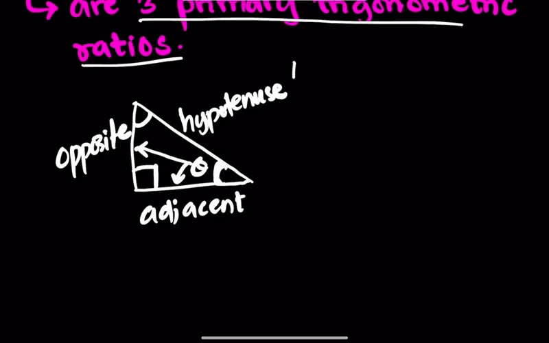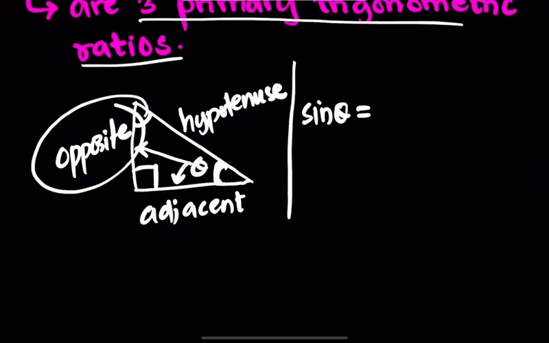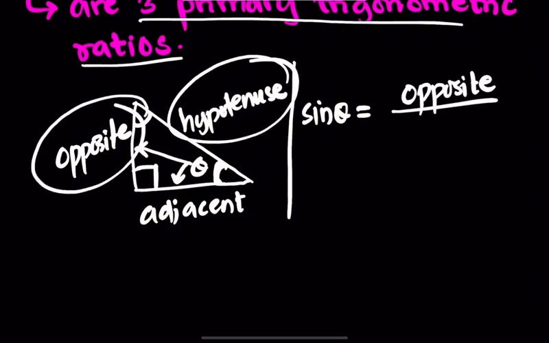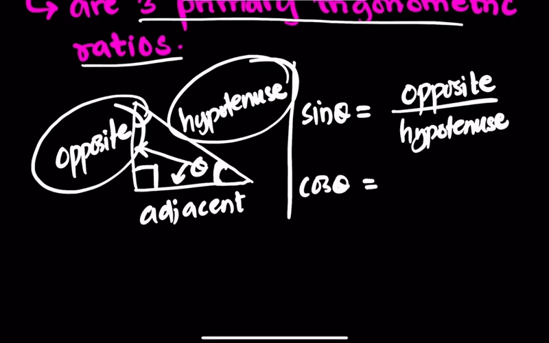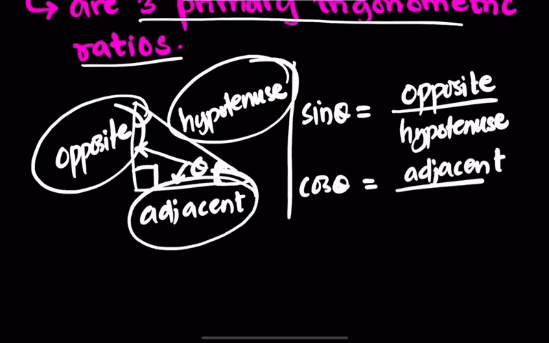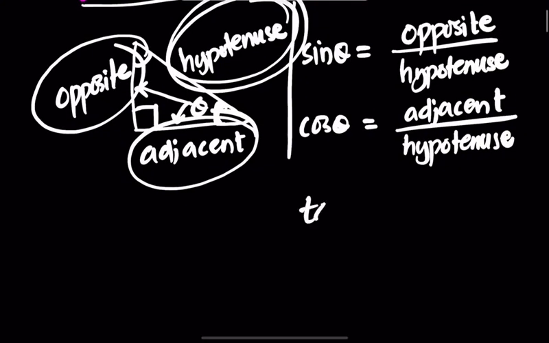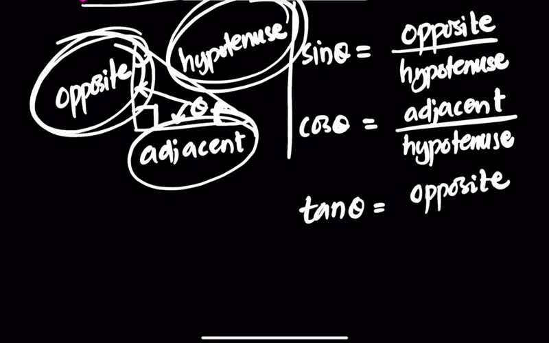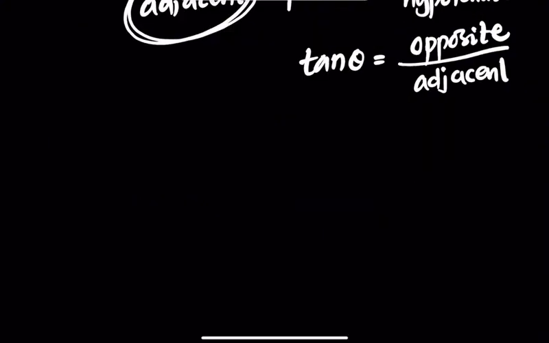So now the formula would be sine of theta will be opposite over hypotenuse, and cosine of theta will be the ratio of adjacent over hypotenuse, and then the ratio of tangent of theta will be opposite over adjacent. Let me demonstrate this once more.